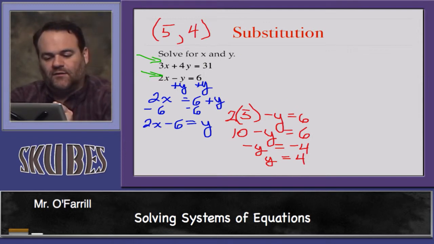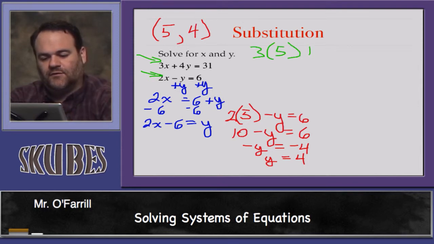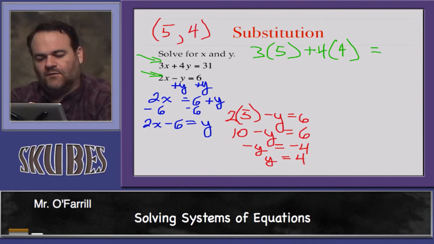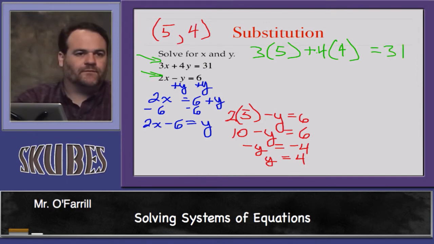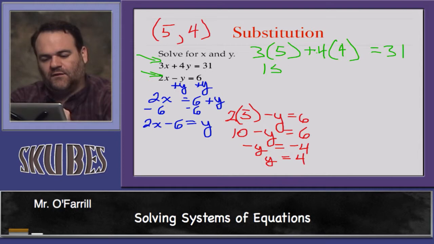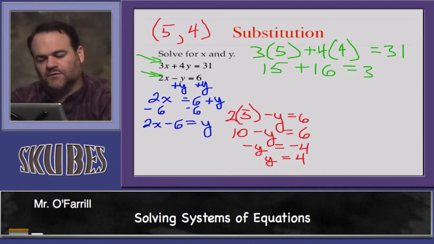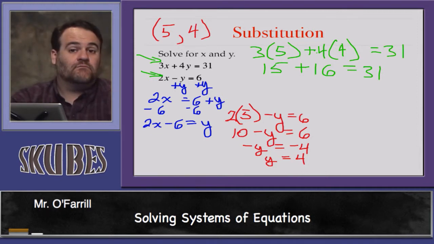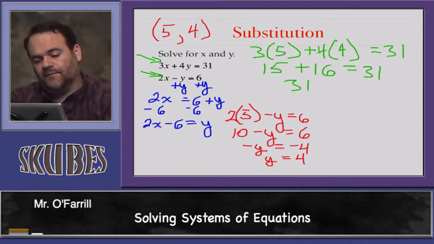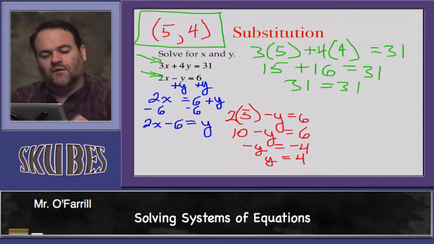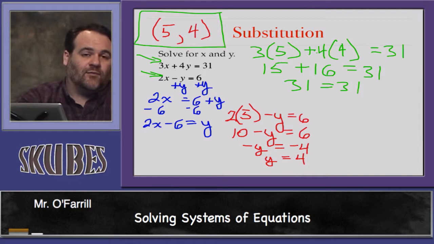But we're going to say that 3 times 5 plus 4 times 4 equals 31. That's 15 plus 16 equals 31. And you know what? It does. So this checks out. The answer is the ordered pair 5, 4.